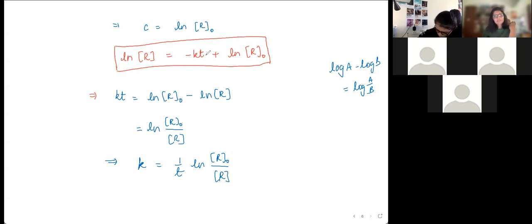So basically this is your primary expression. Using this, there are lots of other things you can do. Suppose you don't know the initial concentration, you just know the concentration after 3 seconds and the concentration after 5 seconds. Then you can substitute those values and figure it out. So that's another way to do it. This is the expression for rate constant.